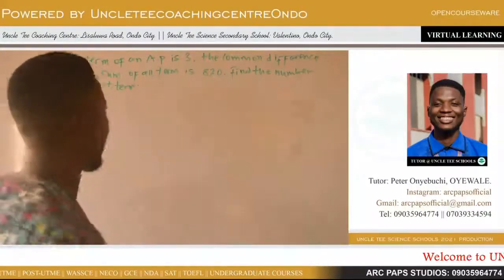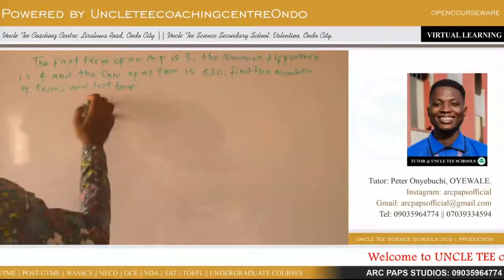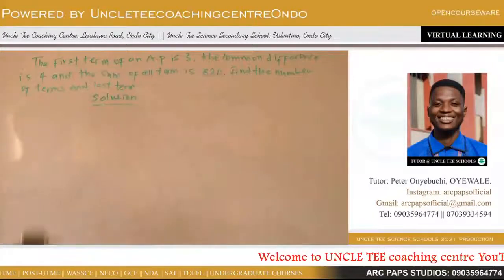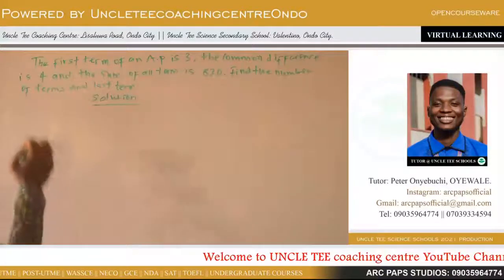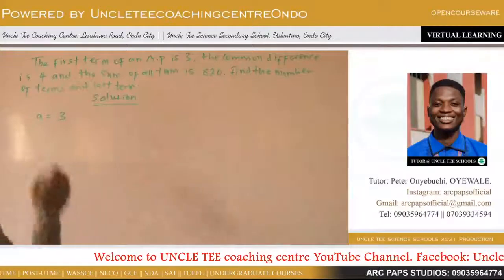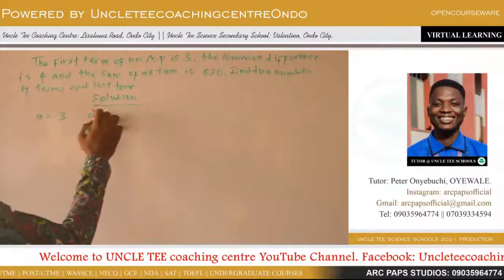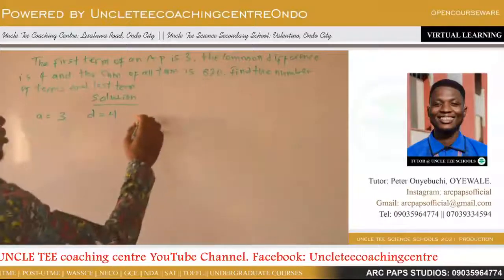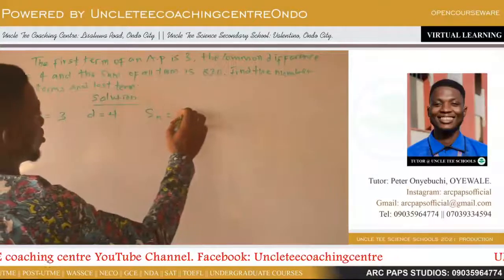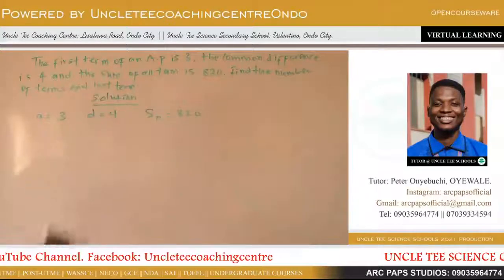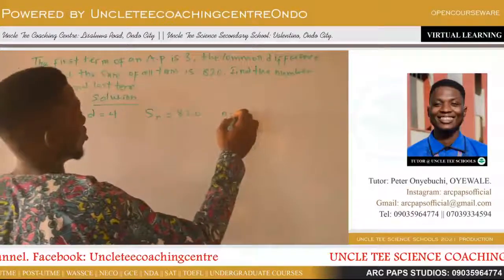Now this question is a very simple question. Now we are given our first term of the arithmetic progression to be 3. It means that our A is equal to 3. Now we are given the common difference to be 4, and the sum of terms of the series of the progression to be 820. Now we are looking for the number of terms and the last term.